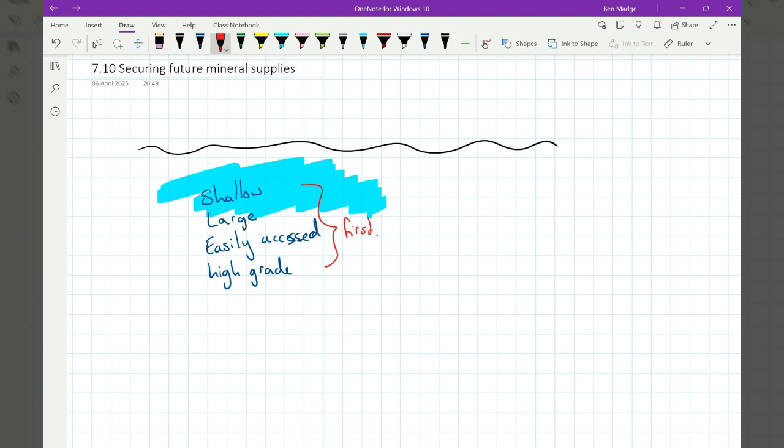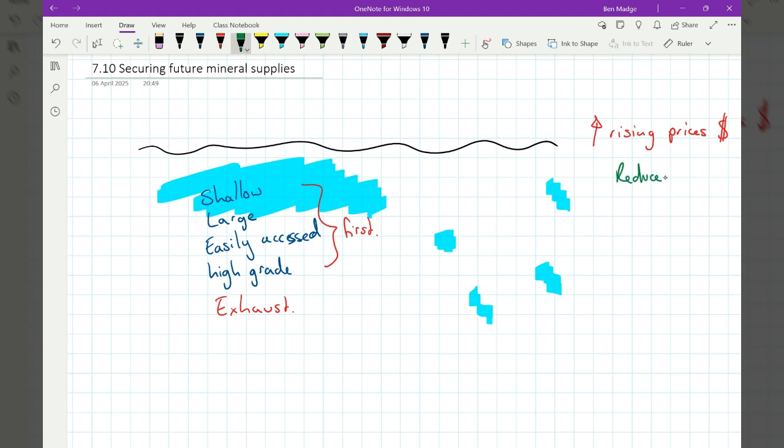As we exploit and exhaust these deposits, we're going to start having to look for less accessible, smaller, deeper, lower grade deposits. But because rising prices are likely to develop as these metals demand increases, this will result in a reduced cut off ore grade, and this means that they will be economically viable.